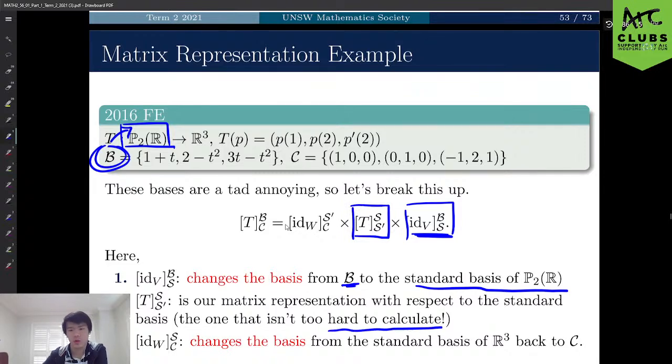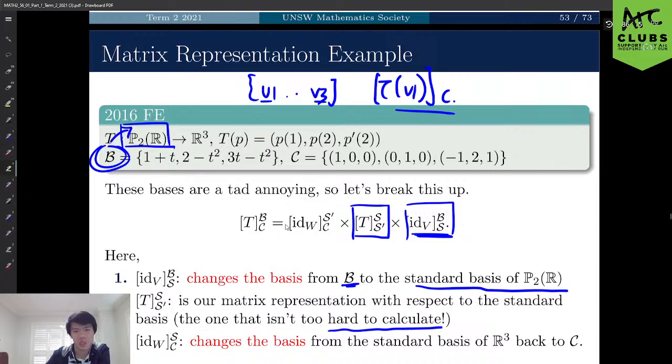And the reason for that is because when we go about our steps, we take the basis v1, v3, and we take v of 1 and we find it with coordinate vector C, then C will just be the standard basis, which means its coordinate vector won't be too hard to calculate.